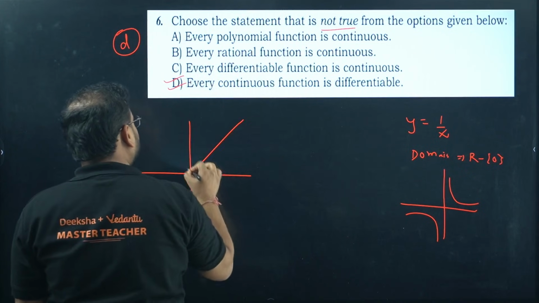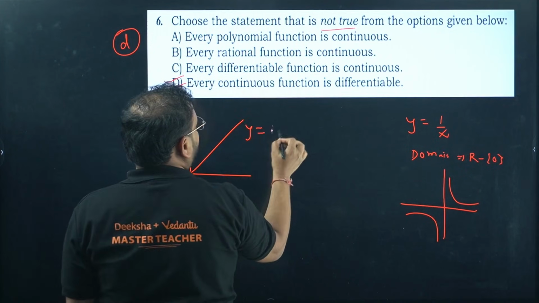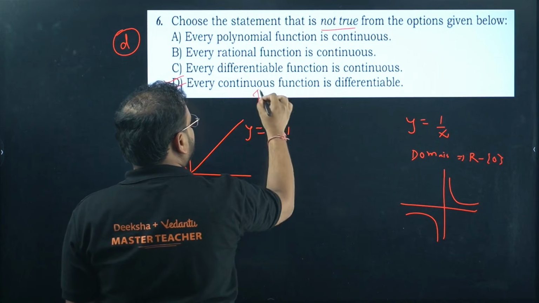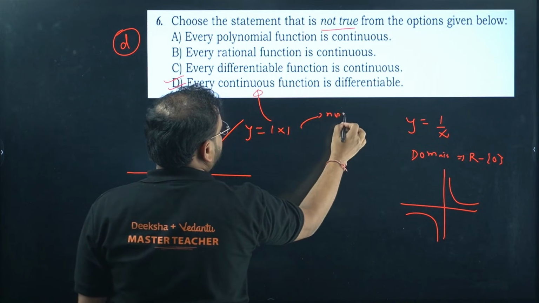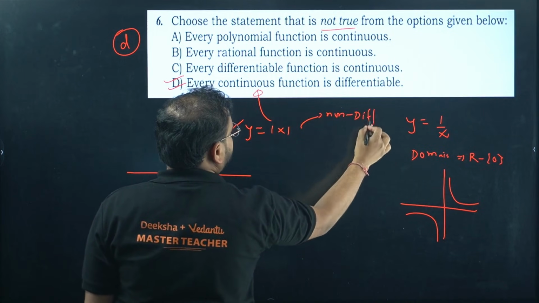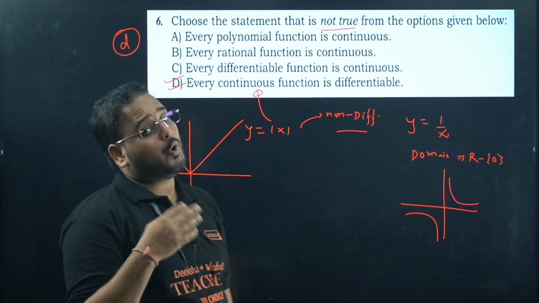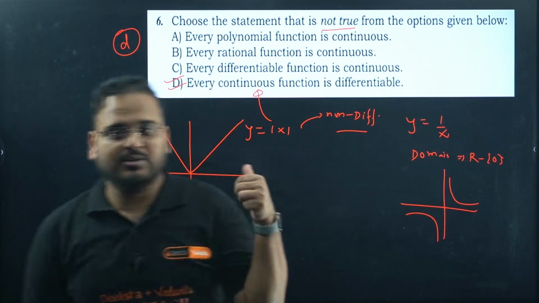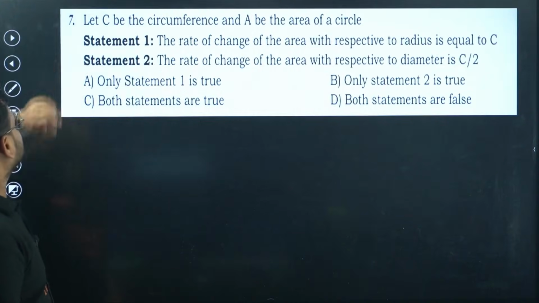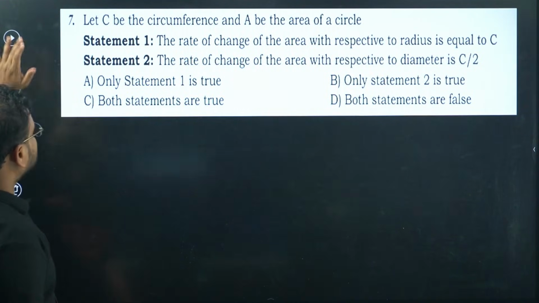This function right here, y equal to mod x, is continuous but non-differentiable. Clear? Y equal to mod x is a continuous function but non-differentiable in nature. Question number 6 over. 7th one. Clear? 7th one.